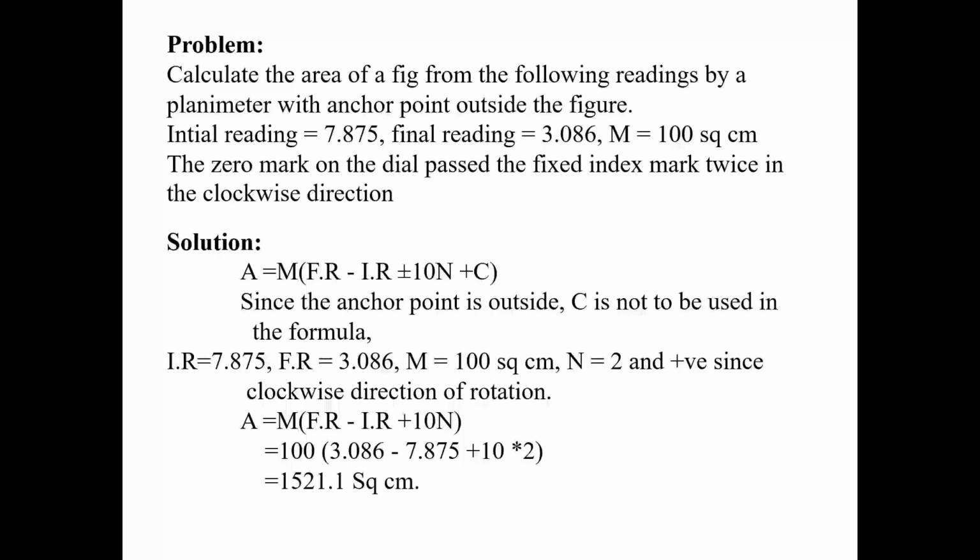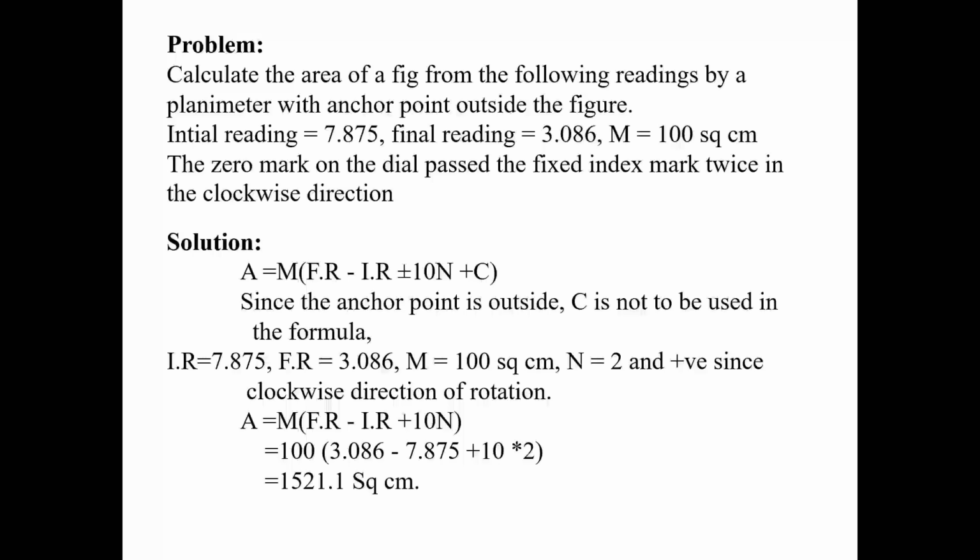Calculate the area of a figure from the following readings by a planimeter with the anchor point outside the figure. The initial reading is 7.875, the final reading is 3.086, M is 100 square centimeter, and the zero mark on the dial passed the fixed index mark twice in the clockwise direction.